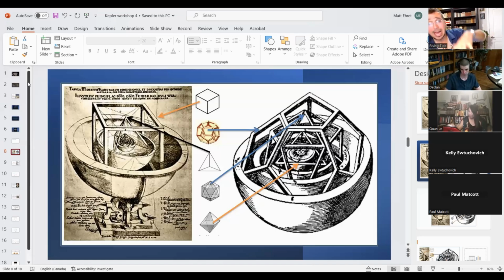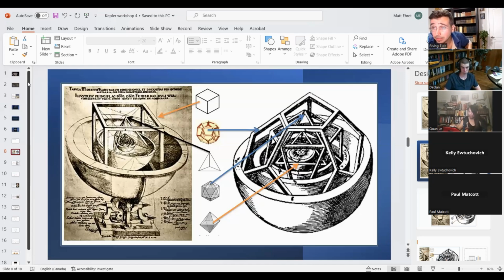Then on the left side are the outer planets beyond Mars, Saturn, Jupiter. Outside there, you have the tetrahedron separating Mars from Saturn, creating certain relationships and distances. And outside of the tetrahedron, he places the cube, representing Jupiter at the very furthest distance, which were the only planets that he knew of at the time.